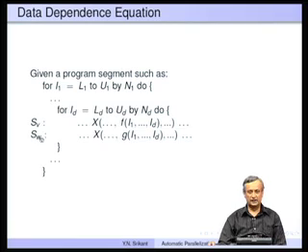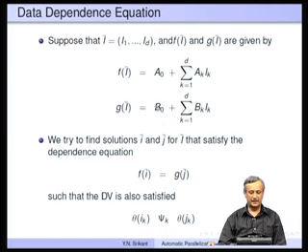There are two statements, S and T, which have the array references x of f(I1 to Id) and x of g(I1 to Id). So, there is a loop nest of 1 to d. And here we have f(I bar) is a0 plus the sum over k equal to 1 to d of ak Ik. This shows that the constraint on the form of the subscript is that it should be a linear function of the loop indices. Similarly, the second one is also a linear function of the loop indices.